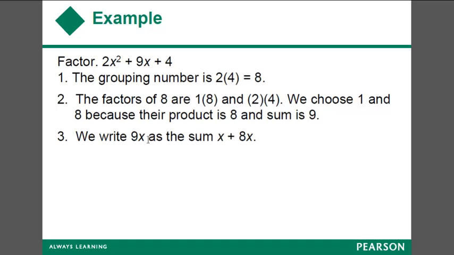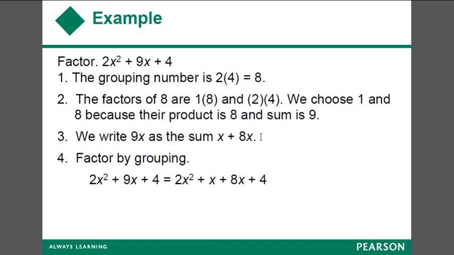So we're going to write 9x, our middle term, as the sum of x plus 8x. And we're going to rewrite our original equation. We had 2x squared plus 9x plus 4. I have separated the 9x into x plus 8x. So now we have 2x squared plus x plus 8x plus 4. And I can factor by grouping just as we have learned previously.